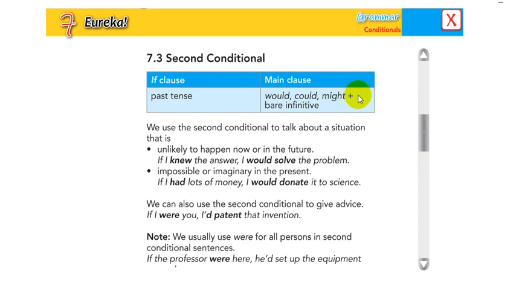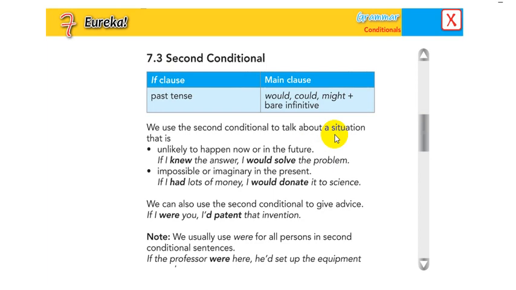So when do we use the second conditional, guys? It's a little bit confusing. Of course, we use the second conditional also to express present or future. So what is the difference between the first conditional and the second conditional? We use the second conditional to talk about things or a situation that's unlikely to happen now or in the future. But this is the main difference.